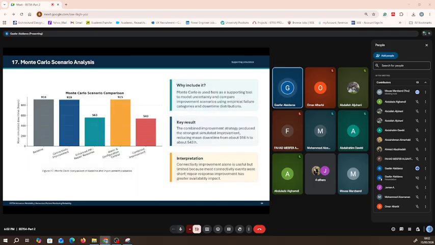Monte Carlo scenario analysis is included here as a supporting tool, not as the main evidence source. The main evidence comes from the real failure log. Monte Carlo helps test how different improvement scenarios may affect expected downtime and availability under uncertainty.